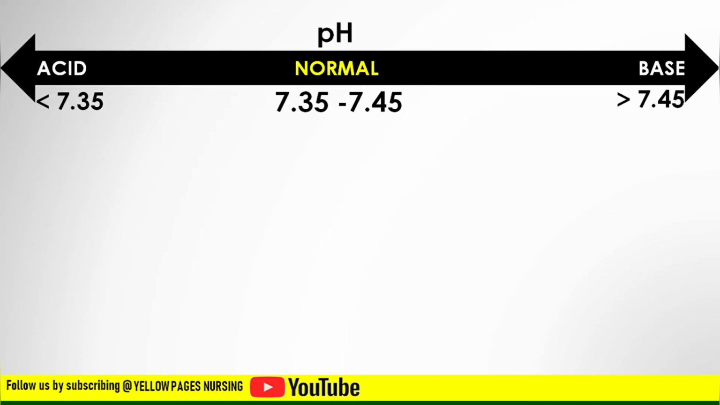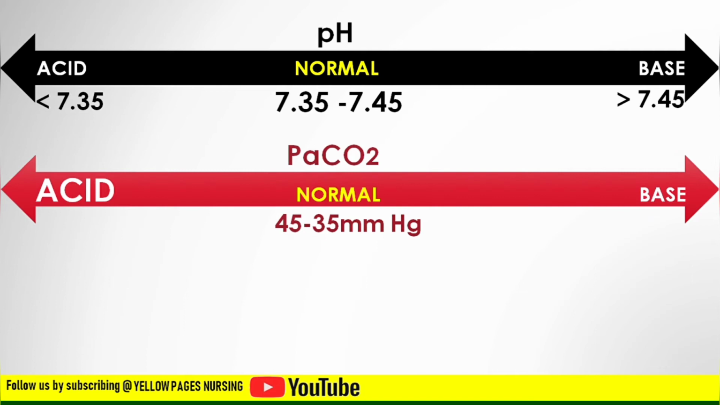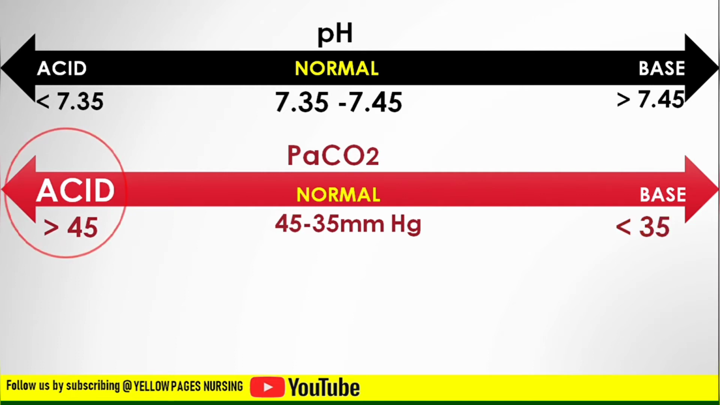Next is PaCO2, partial pressure of carbon dioxide. The normal value here is 35 to 45 mmHg. For a better understanding, using this tic-tac-toe method, we have changed it to 45 to 35 mmHg, and when it falls above 45 mmHg, we say it is in the acidic state, and if it is below 35 mmHg, we say it is in the alkalotic state.